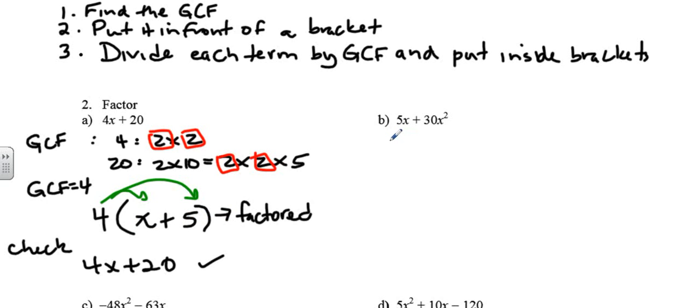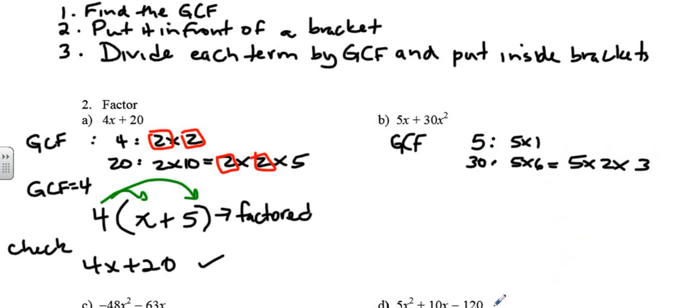All right, so what's our GCF for this one? Actually, maybe you should pause the video and see if you can do this one on your own. Okay, so the GCF for this one is going to be, let's see, for the 5, it's just 5 times 1. For 30, we can have 5 times 6, which can be further broken down to 5 times 2 times 3. So the GCF of the numbers is just going to be 5 and 5.